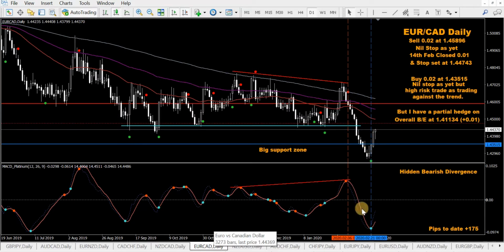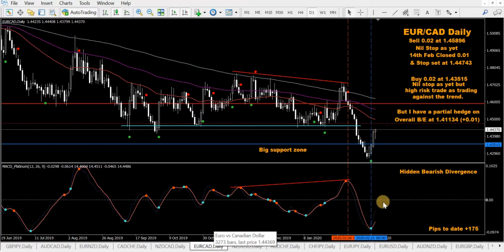I've taken a buy down in this level here. So at the moment, my overall break even is well below. You can see it's 1.4 to 134, so it's well below the lows here, and it's positive. So as long as price stays above that, I'm not losing on this sequence on both trades combined.